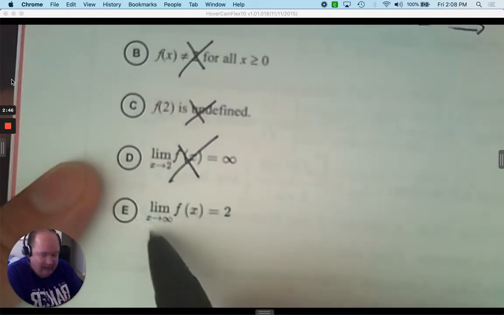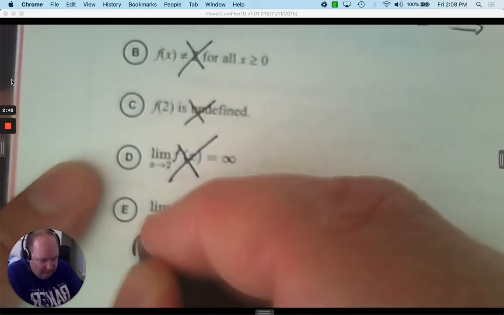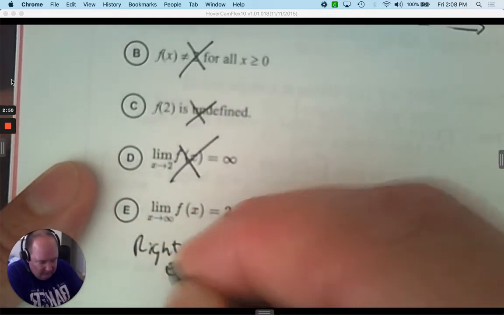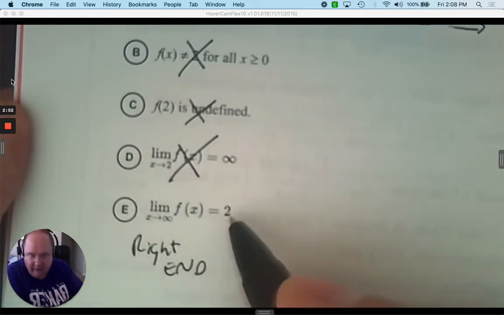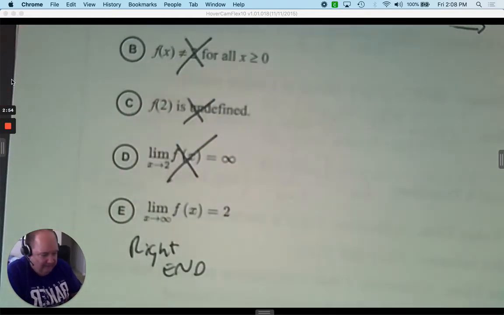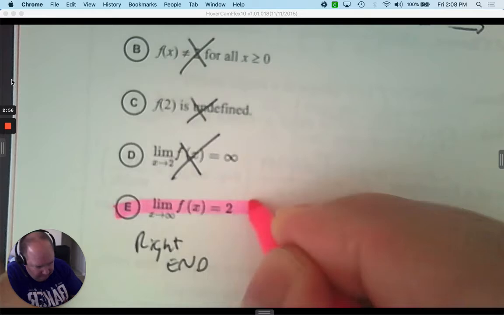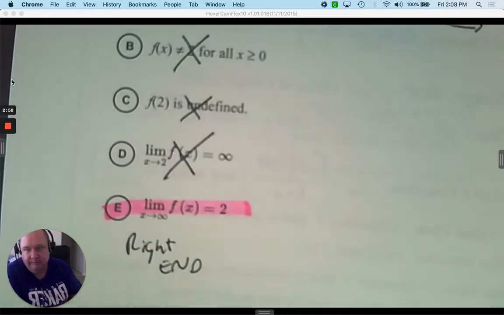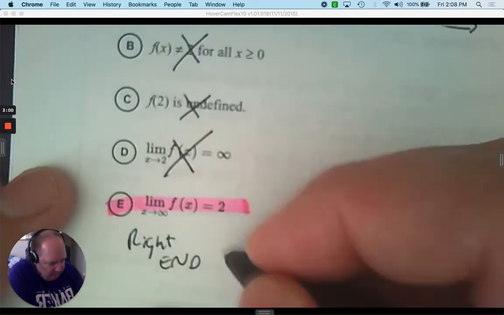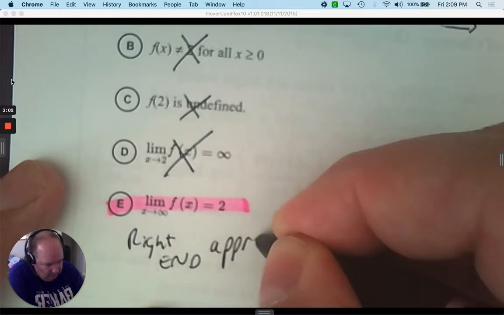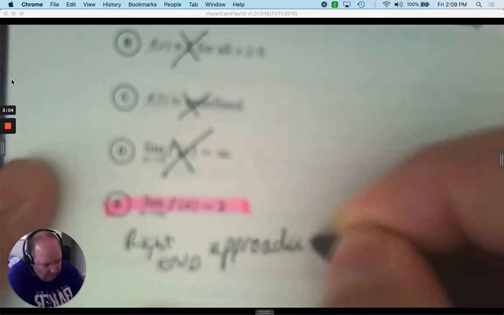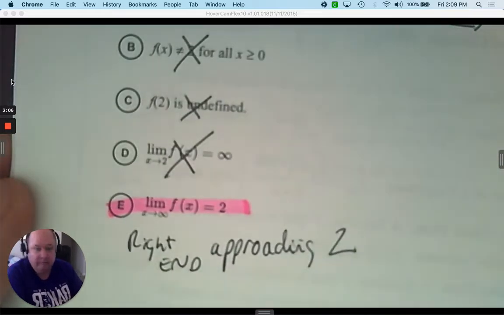And so which one is the true statement? The limit as x approaches infinity. That is the right end behavior. And so where is the right end going? To 2. That is the correct statement. Turn the page.